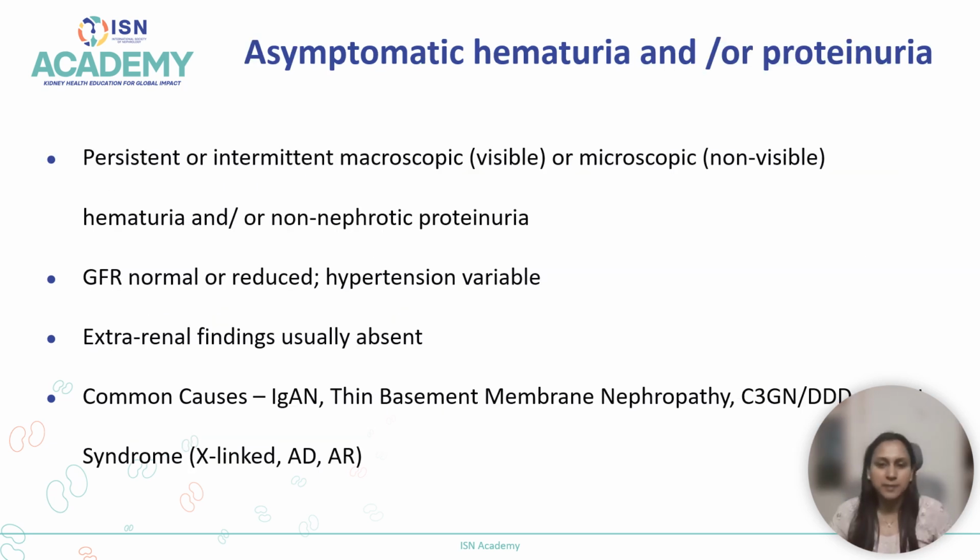So clearly in asymptomatic hematuria or asymptomatic proteinuria or asymptomatic hematuria along with proteinuria, there are no symptoms. There might be persistent or intermittent, either visible or non-visible hematuria and non-nephrotic range proteinuria. GFR is usually normal or maybe slightly reduced. Hypertension may or may not be present. Usually extrarenal findings are absent, the common causes being IgA nephropathy, thin basement membrane disease, C3 glomerulonephritis, dense deposit disease, and Alport syndrome.